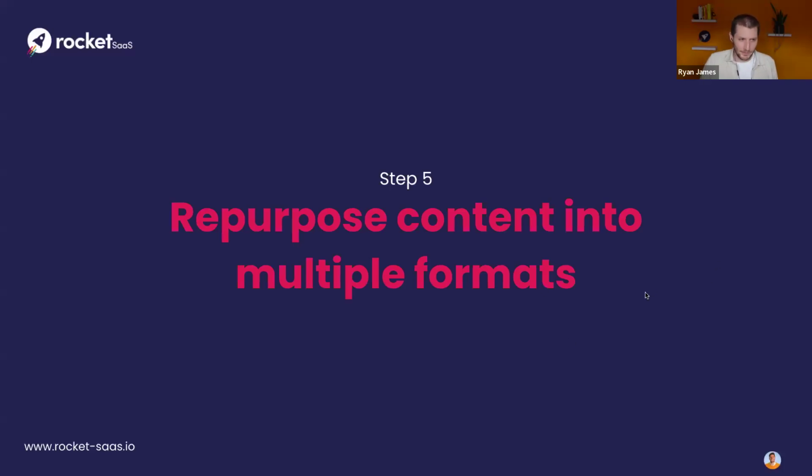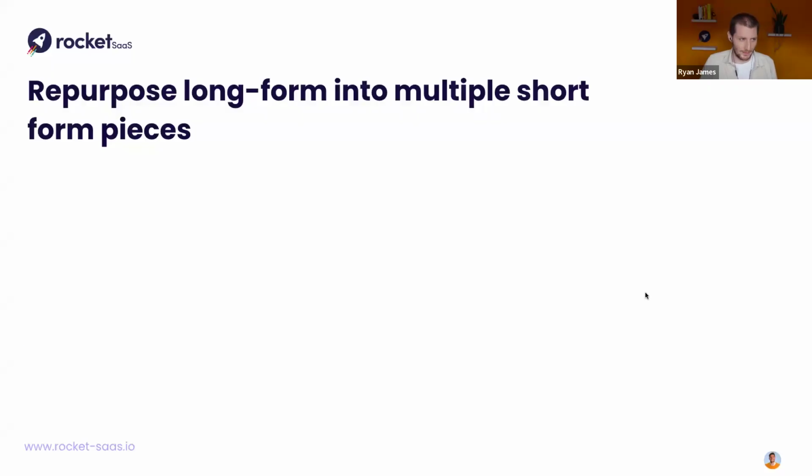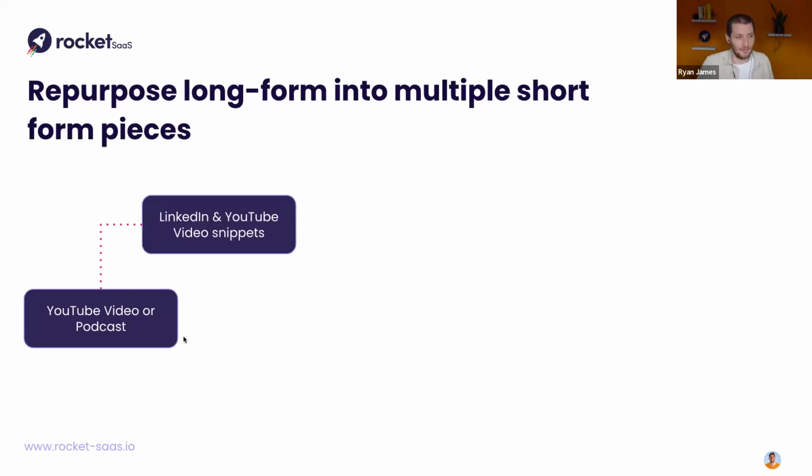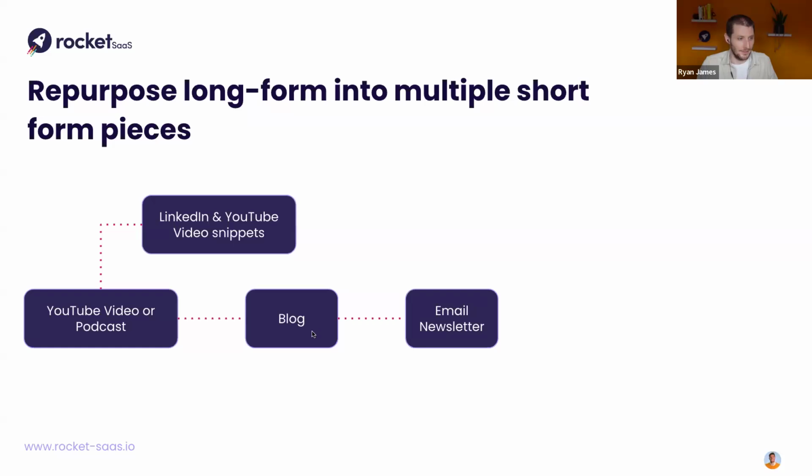So you want to repurpose your content into multiple formats. So when you picked your first long form piece of content, if it's a YouTube video or if it's a podcast, you record that or you create that piece of content, and then you can easily repurpose it into LinkedIn short video snippets or YouTube shorts. You can then take your long form piece of content, take the transcript from it and turn it into a blog. You can turn your blog into an email newsletter.